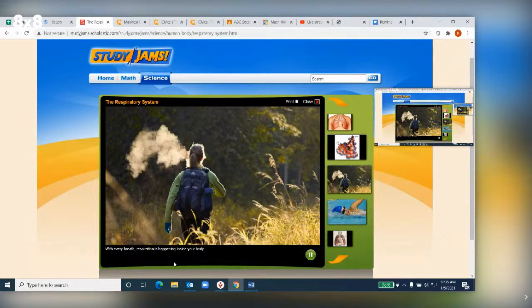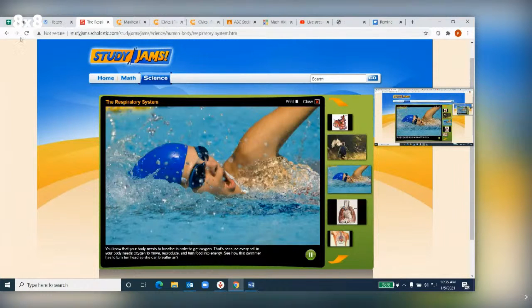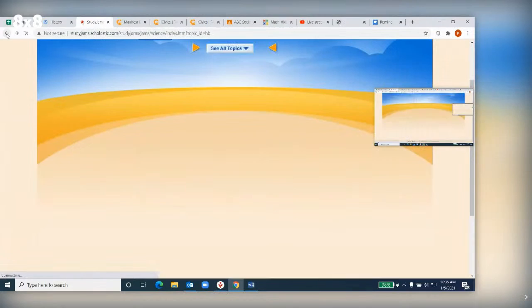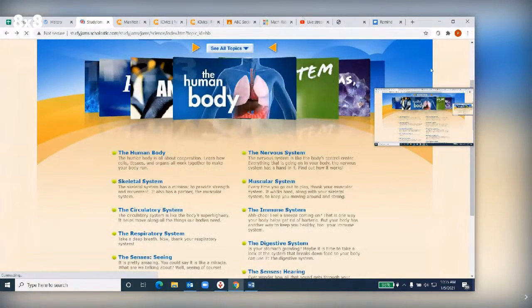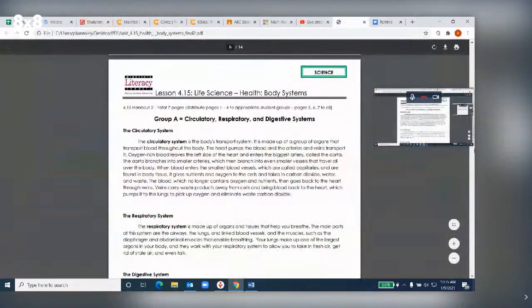Okay, so that is it for respiratory. So let's go back and do the last one we're going to do today. And like I said, I'll post these so you can go back and review. The last one we're going to do is the digestive system today.